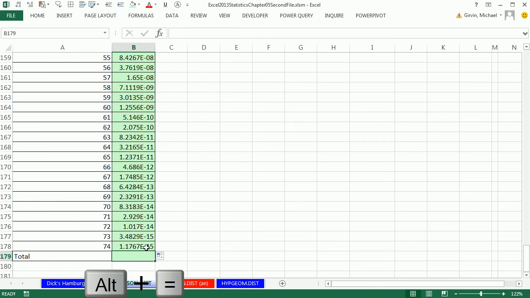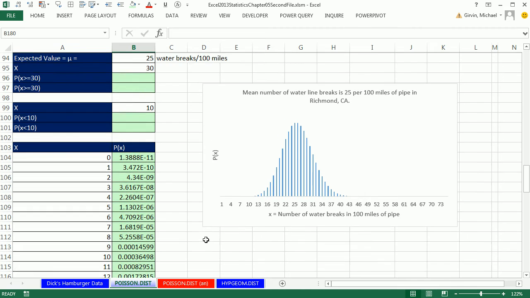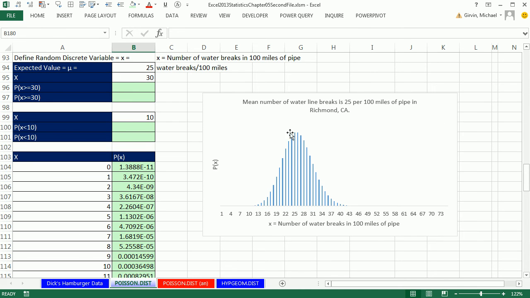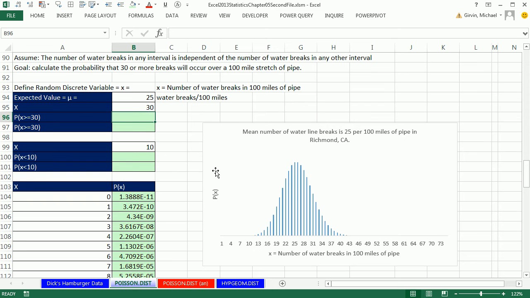And then Alt equals to add them up, and enter. So, oh, there's our chart. Look at that. All right, so what's the probability of 30 or more?